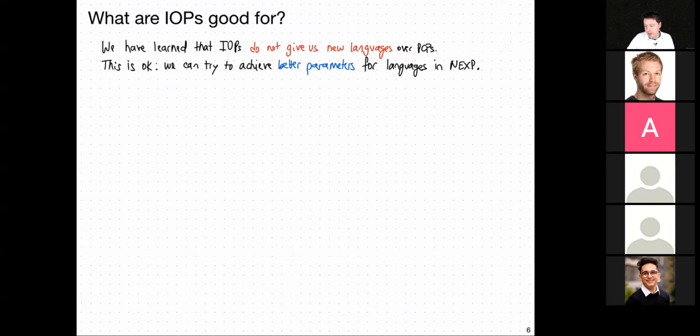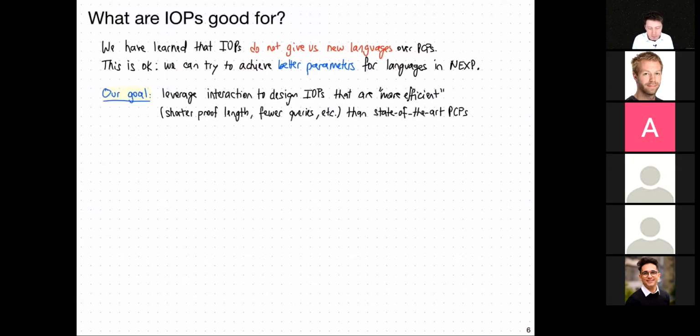So our hope then is that IOPs, the additional interaction, with our goal here, or the hope, is to leverage interaction to design IOPs that are more efficient, maybe shorter proof length, fewer queries, and so on, than state-of-the-art PCPs, okay? Somehow we're gonna give ourselves a bigger design space so that we can target the very same languages we were already interested in, just with this extra degree of freedom. We'll hopefully go farther, okay? And potentially achieve regimes that we do not think are possible for PCPs, or we don't even know how to achieve, or maybe we think they're possible, we have no idea how to achieve them, okay?